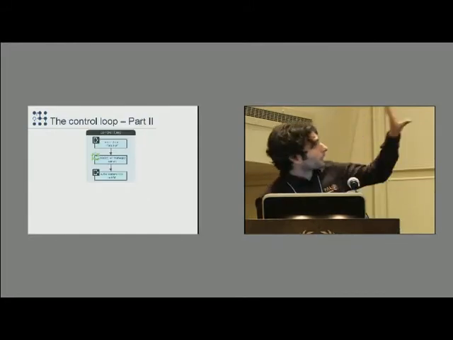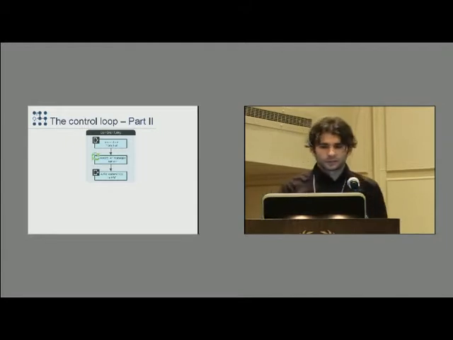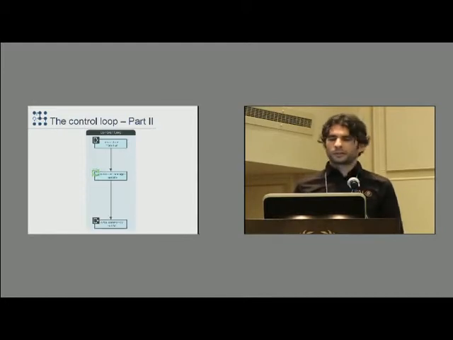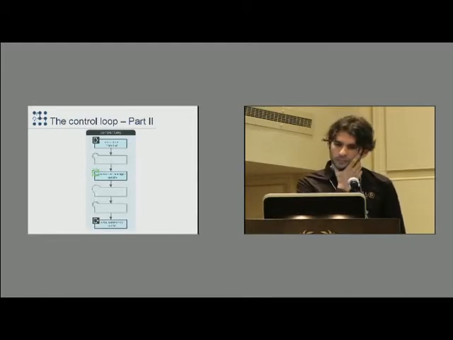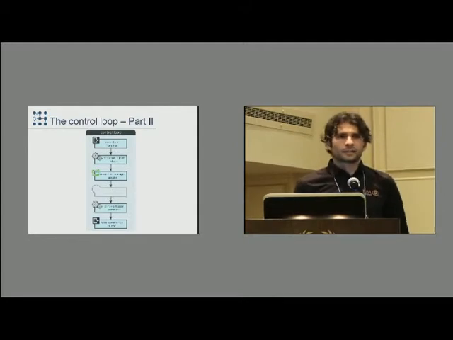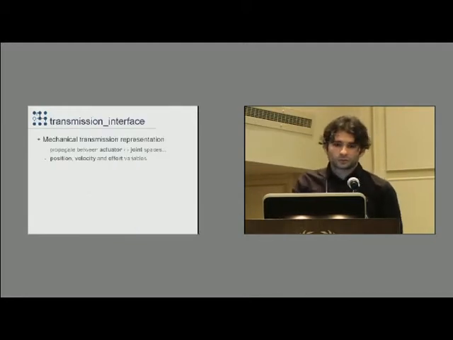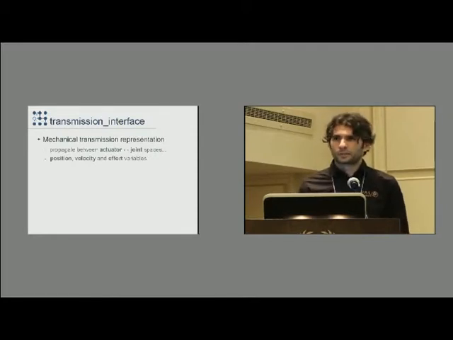Coming back to the control loop, I was saying that this was probably the most basic form of the control loop, but if we stretch it up, then we can add more stuff. We're going to start by putting some placeholders here. One thing that might happen is that you have mechanical transmissions, and if your hardware doesn't take care of them by itself, then you have to do it in software. There's a package called transmission interface that implements the representation of mechanical transmissions. What it does is propagate position, velocity, and effort variables between actuator and joint space.